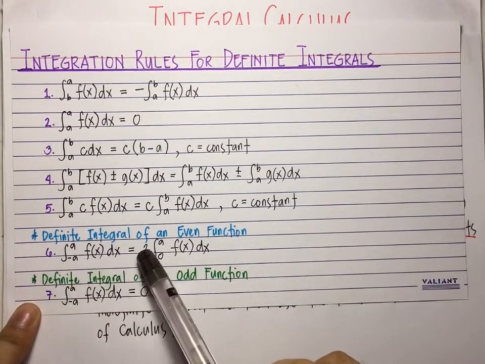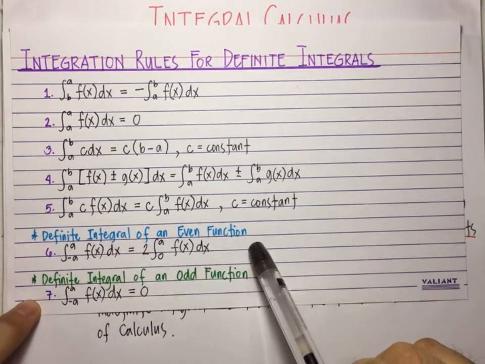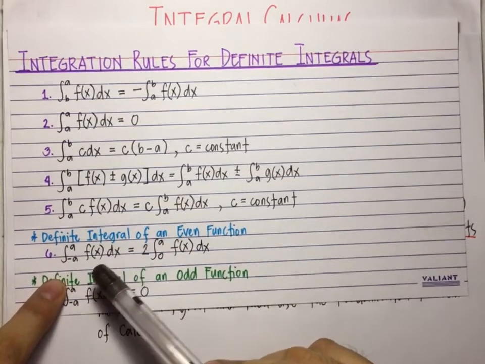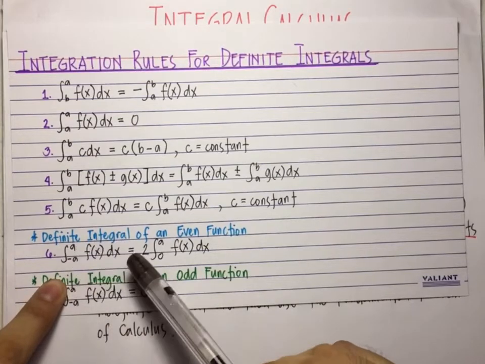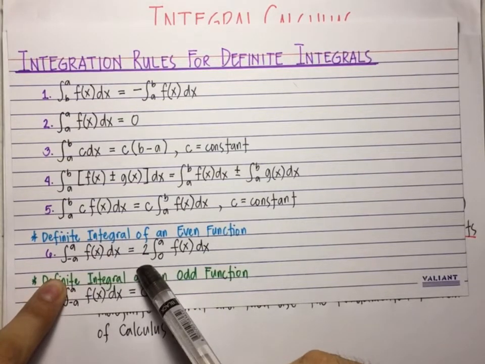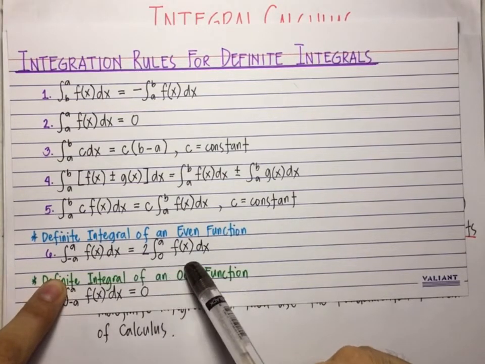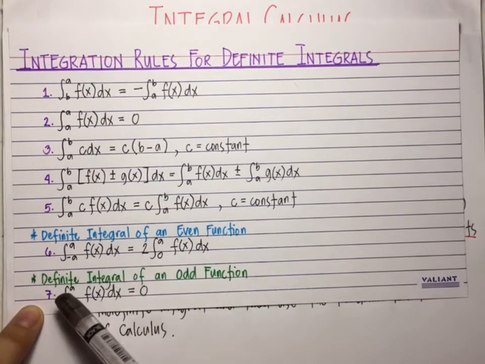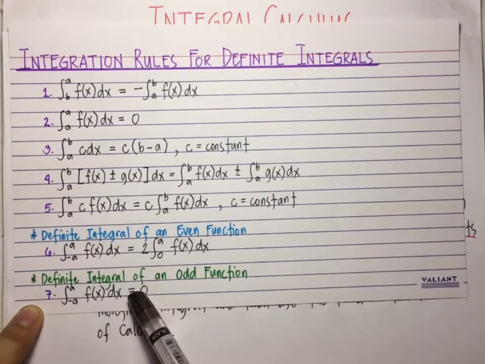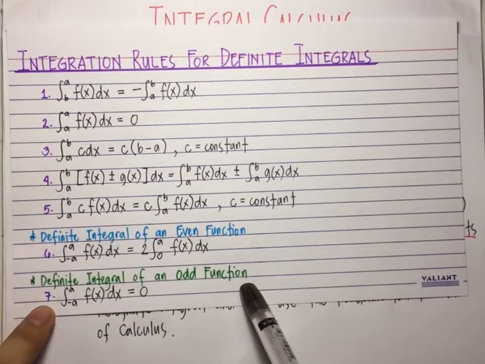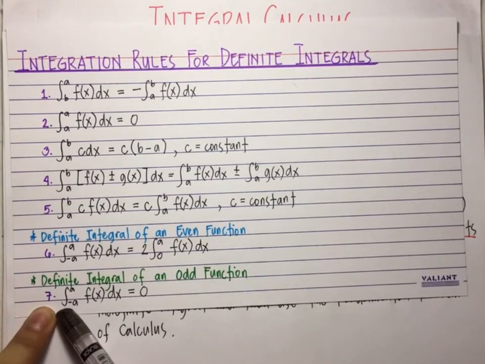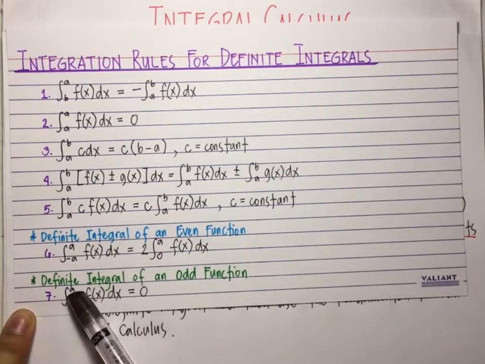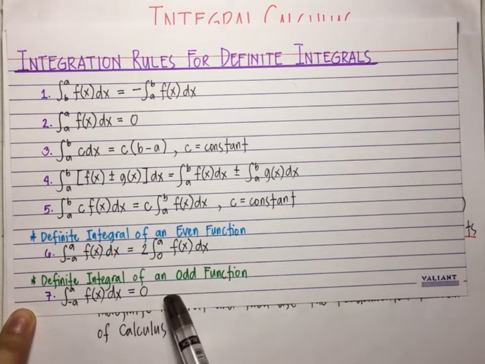For the definite integral of an even function, we have the integral of f of x dx from negative a to a is equal to 2 times the integral of f of x dx from 0 to a. Then, the definite integral of an odd function, the integral of f of x dx from negative a to a, is 0.